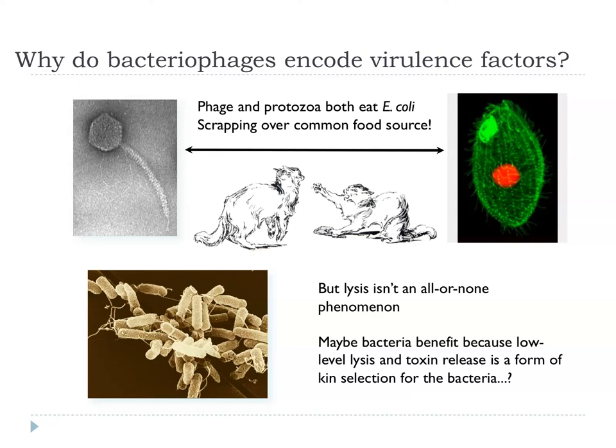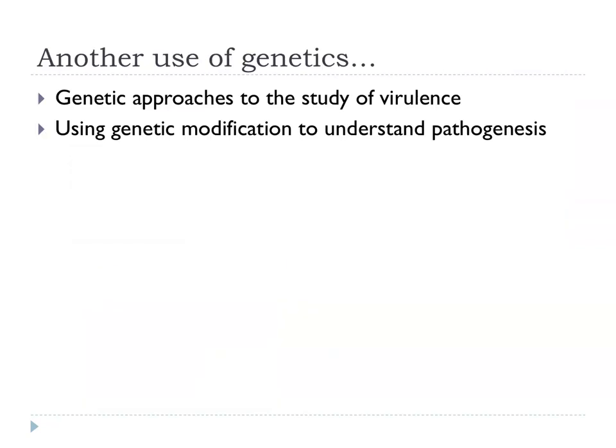The other explanation is perhaps that lysis isn't an all-or-none phenomenon, that it's not the whole population lysing and releasing the toxin. An alternative explanation is that if maybe one in 100 cells is releasing toxin by committing suicide, it's actually benefiting the other 99 cells that are genetically identical to it. And so there's this kind of kin selection for bacteria. But we don't really have a clear model of this. I'm just pointing out that I think this is very interesting.